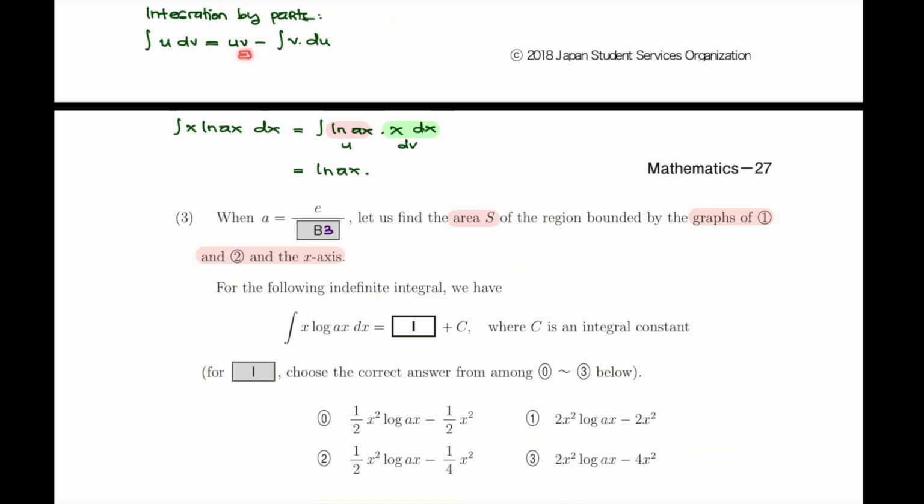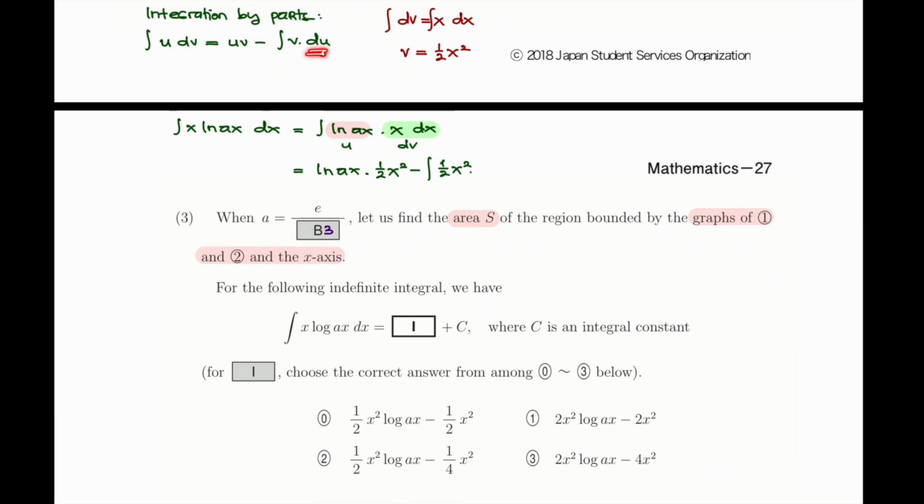How to find v? v is the integration of dv. My dv is x dx. By integrating both sides, I will get v equals half x squared. So this is my v. u times v is ln ax times half x squared, minus integration of v, which we already know is half x squared, times du.